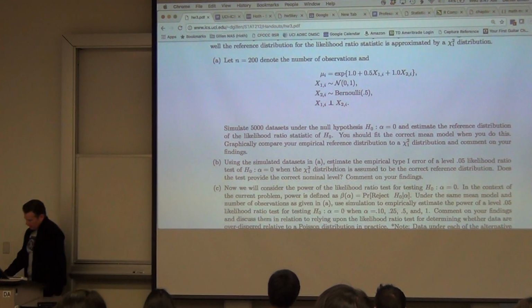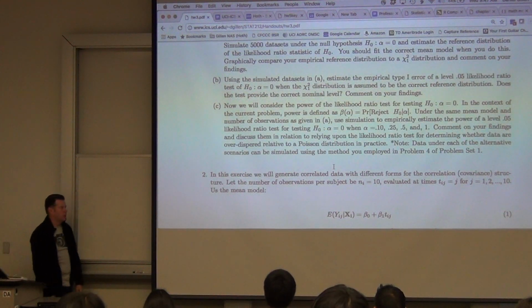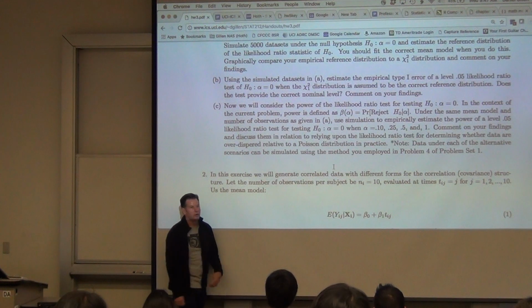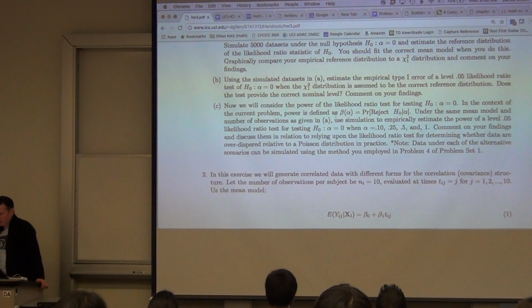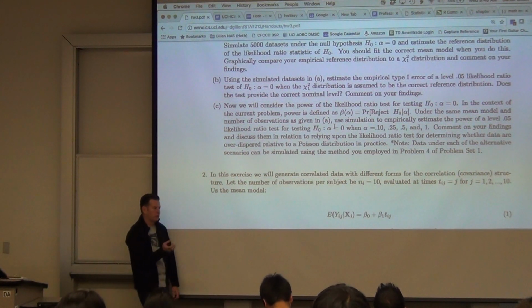Then, since many of you are taking Stat 200C, you've been learning about things like power. Even if you're not taking Stat 200C, it's good to understand the concept of statistical power. So I want you to explore what the power of the likelihood ratio test is for being able to detect overdispersion in this case.